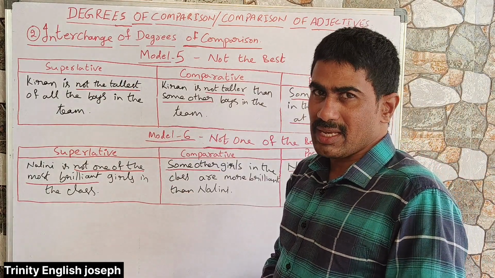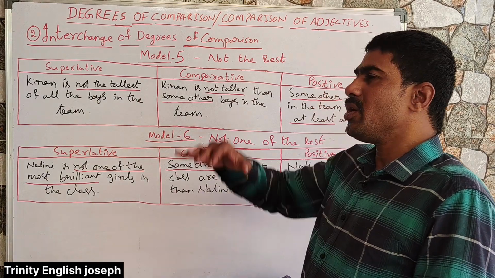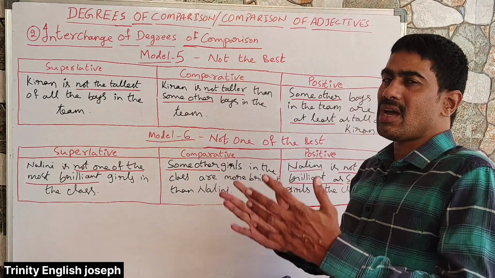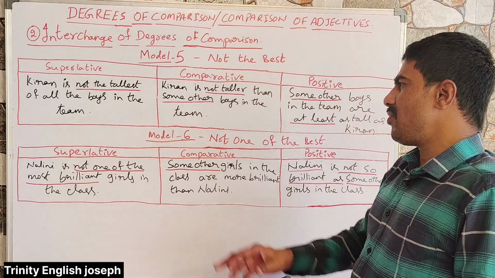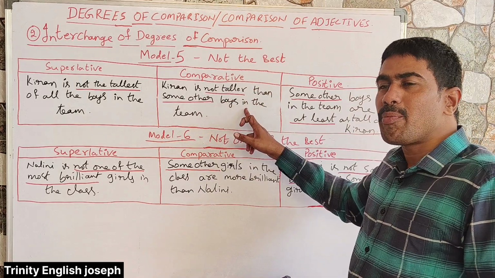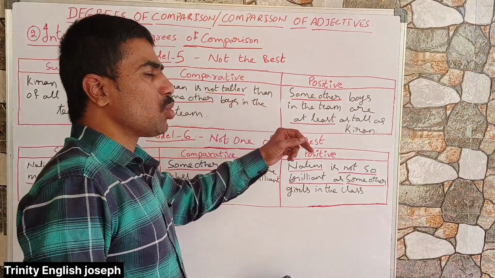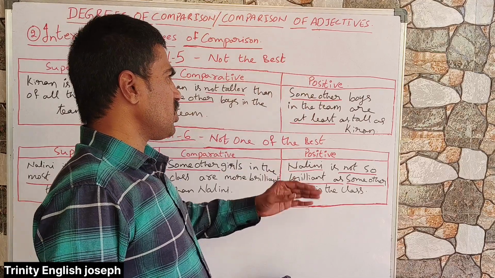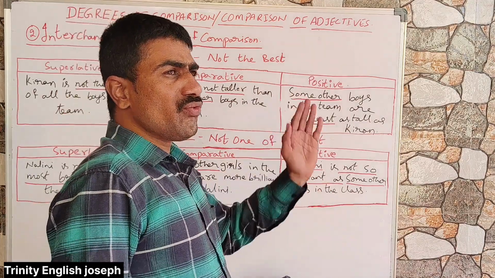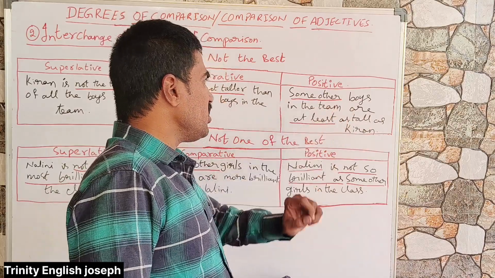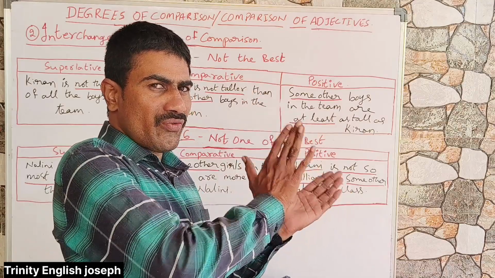If you just look at the examples, Kiran is not the tallest of all the boys in the team. So he may be average tall, so average height. In order to say that, we are using this model. If you come to the comparative, Kiran is not taller than some other boys in the team. Here we are going to use Kiran being not so tall like other boys. Coming to the positive, some other boys in the team are at least as tall as Kiran. Even in the fourth model we got the words at least, but here we get some other also along with it. That is the difference between model 4 and model 5.